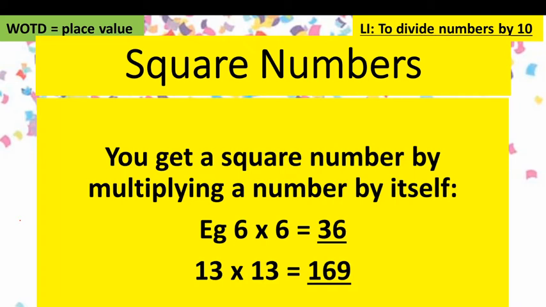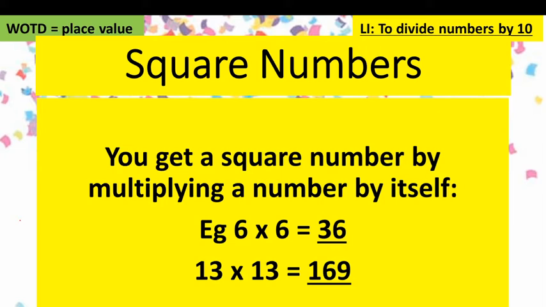So square numbers are numbers you get by multiplying a number by itself. So for example, if you do 6 times 6, the answer is 36. So 36 is a square number because it's the answer from timesing a number by itself. If you do 13 times 13, you get 169. So 169 is a square number.